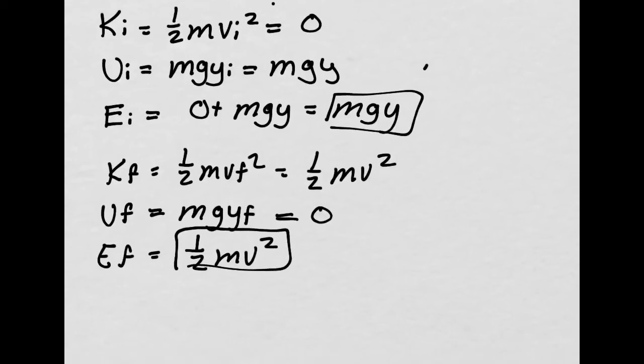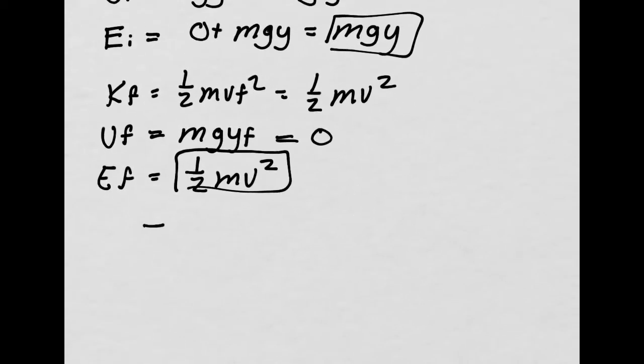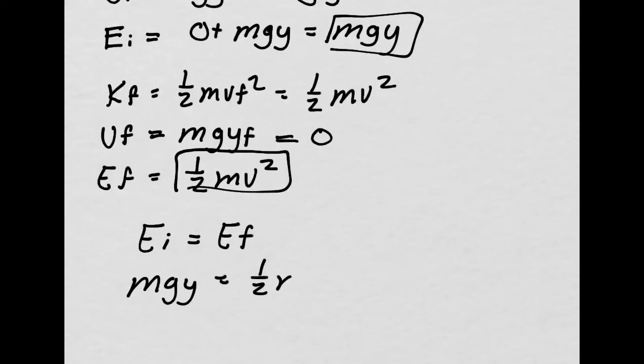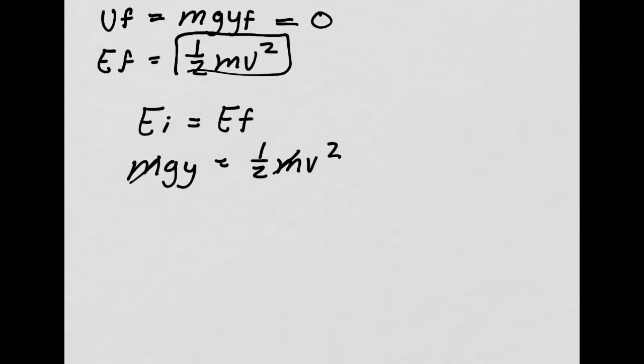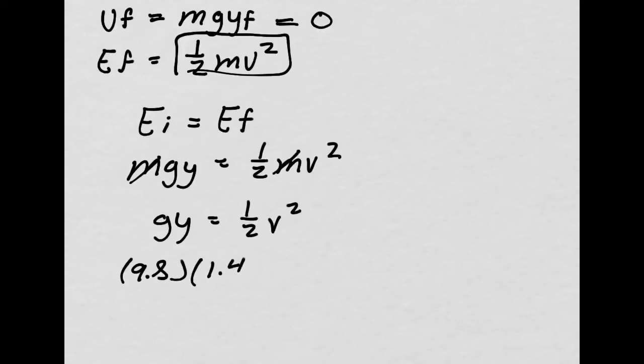And now, we use the conservation of energy. The E initial is equal to the E final. E initial is mgy. E final is 1/2 mv squared. The m's cancel. So we get gy is equal to 1/2 v squared. g is 9.8. y we found was 1.4.